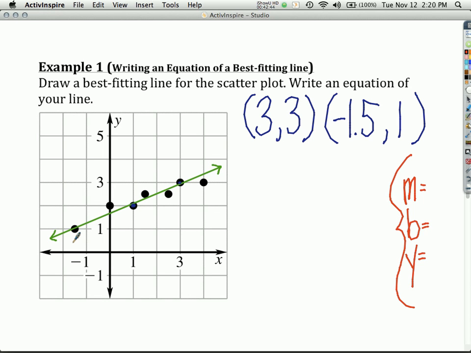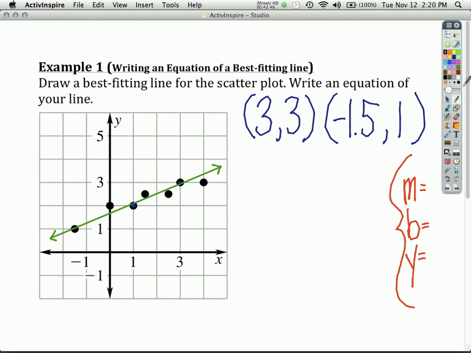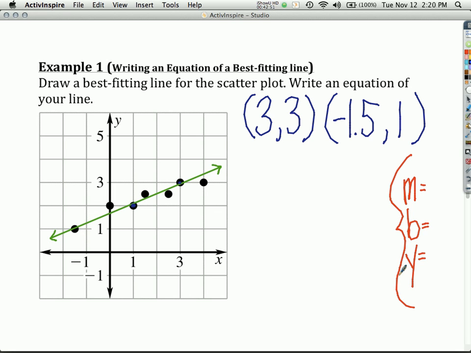So how can we find the slope? I want to see every single hand up in the room because everyone should feel super confident with this. Kayla? That was beautifully said. x1, y1, x2, y2. So we get the slope equals 1 minus 3 over negative 1.5 minus 3.